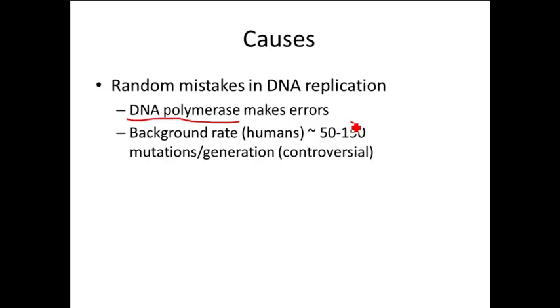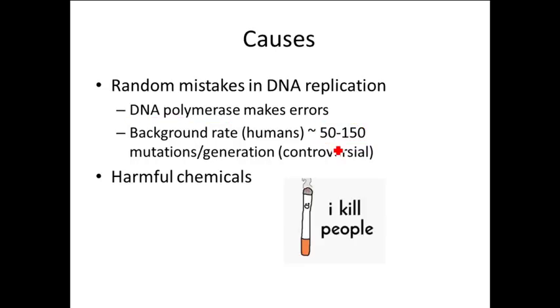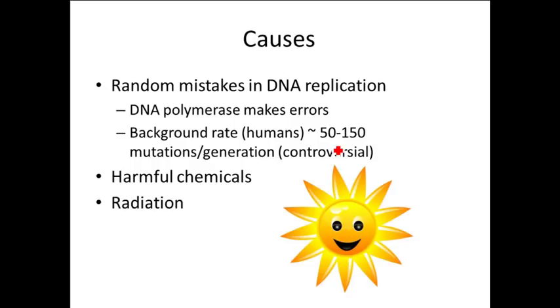It is thought that about 50 to 150 mutations occur per generation, but that number is controversial and it's hard to pin down, and some people disagree with that. But at any rate, there is just a background rate of mutations caused by mistakes that DNA polymerase makes. Harmful chemicals can also cause mutations. Like, we all should know that cigarette smoking can cause harmful mutations in your lungs and give you lung cancer. And also radiation, sunlight or X-rays. The UV light in sunlight can give you skin cancer, and cancer is caused by a mutation.